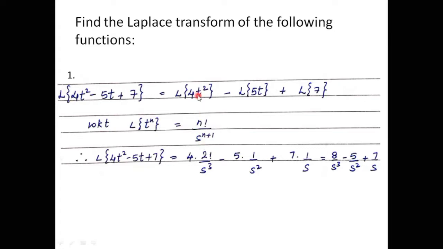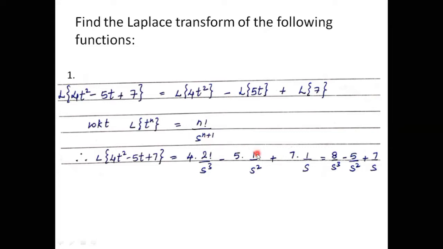So here, Laplace transform of t square: 4 is a constant, we'll take that outside. In place of n I am having 2, so it is 2 factorial by s power 2 plus 1, that is 3. So 2 factorial by s power 3. Similarly, I have taken 5 outside, and it is Laplace transform of t, which is nothing but t power 1. So in place of n, I am having 1 here. So it is 1 factorial by s power 1 plus 1 according to this formula.